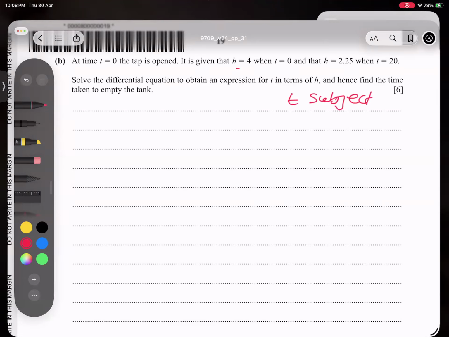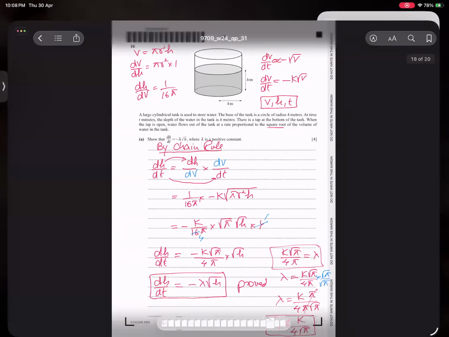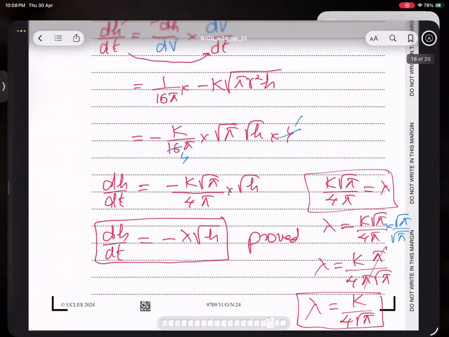And last time we said find the time when the tank is empty. So it means I have to plug in last attempt h is equal to 0. Logic, because empty tank means height is 0. So that is the last attempt. So let's go back and bring the expression. The expression we just proved. This one expression we have proved.